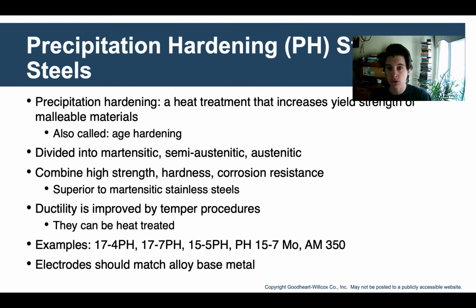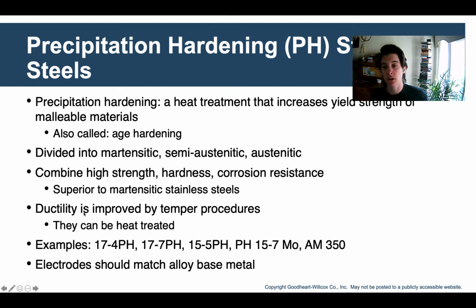So the precipitation hardening steels are going to get high strength, high hardness, really good corrosion resistance, better than your plain martensitic stainless steels. And then you improve the ductility, so the ability for it to be welded without cracking, by doing tempering procedures. And they can be heat treated. So you have to know these things. If you're welding it, then you change the temper of it, and you have to reheat treat it to get it back to how it's supposed to be.